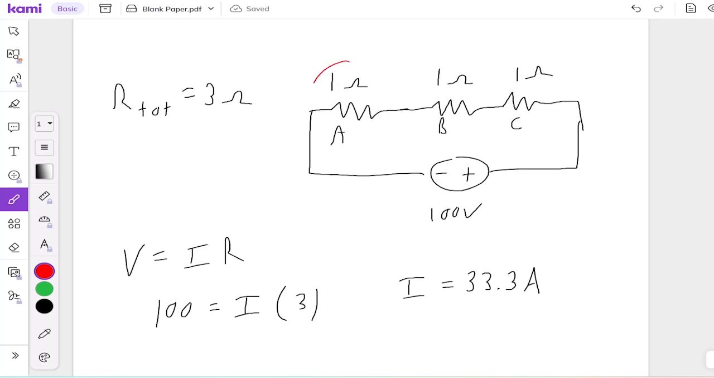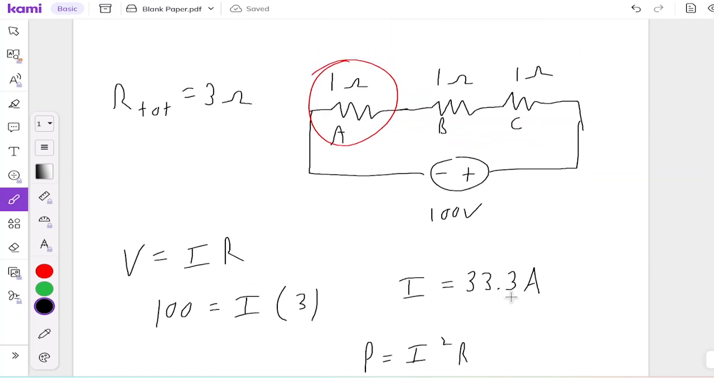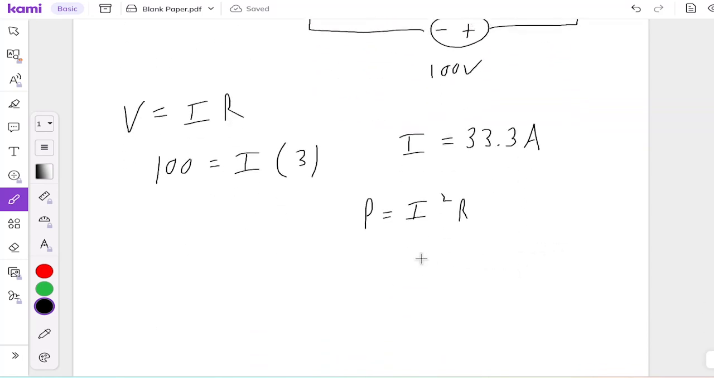And again, since I want to find just the power in bulb A, then that means I can use power equals I squared R. And again, the reason why I'm choosing this one, I know the current. How do I know the current? It's in series. Series is the same current. Voltage gets split up. So anyways, power equals 33.3 squared times resistor 1. What did I get for this?